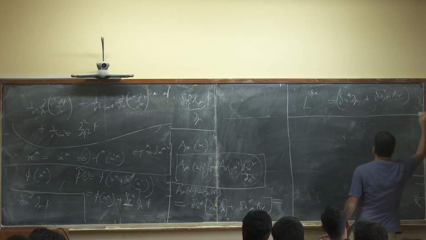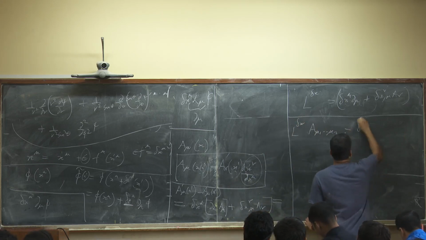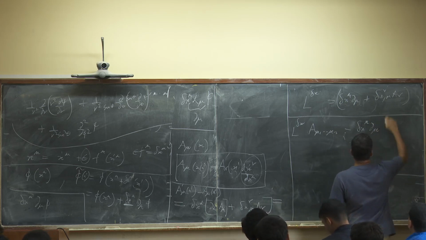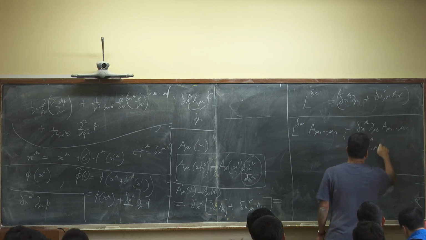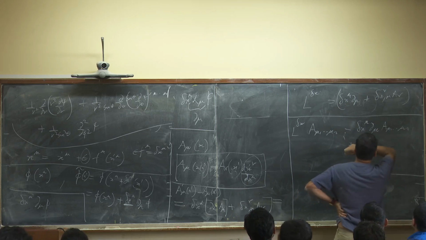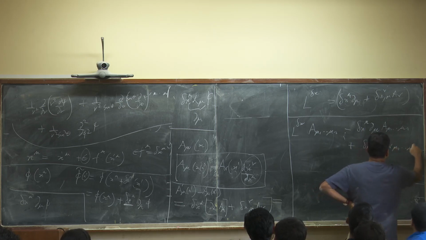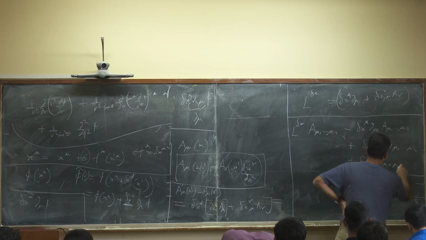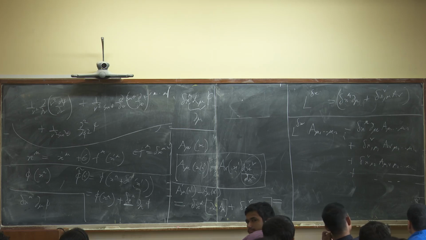So the general rule for many lower indices is a mu1 to mu n L delta x is equal to delta x mu del mu a mu1 to mu n plus delta x mu mu1 a nu mu2 mu n plus delta x mu mu2 a mu1 nu mu2 mu n plus, and so on.